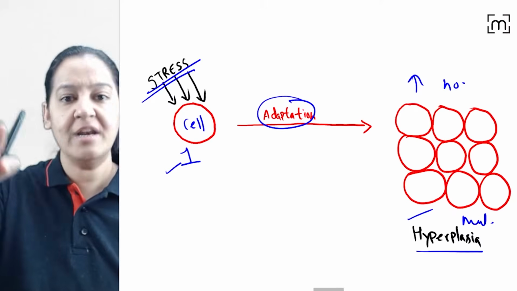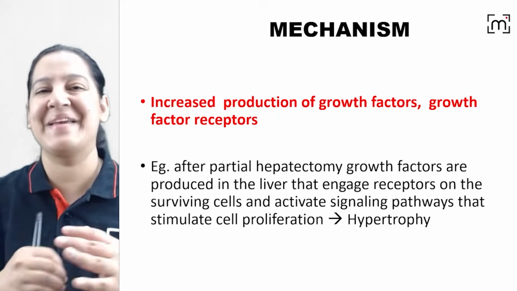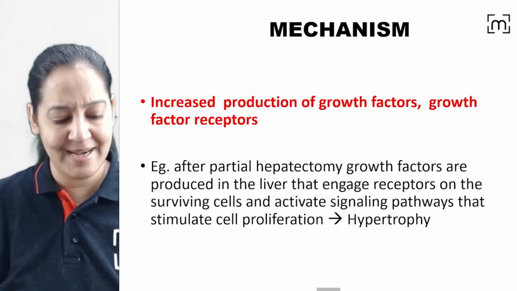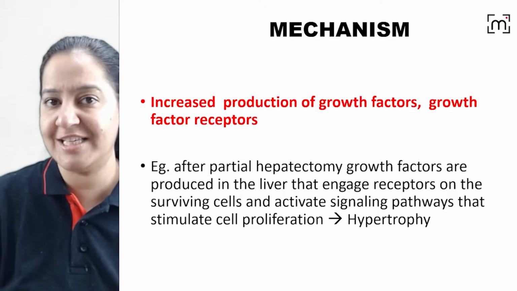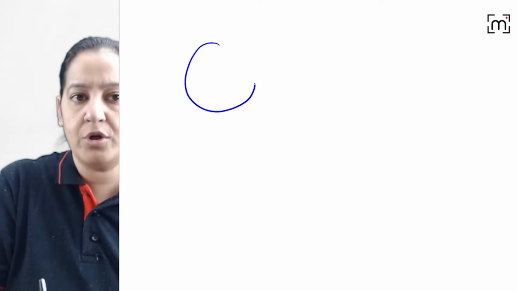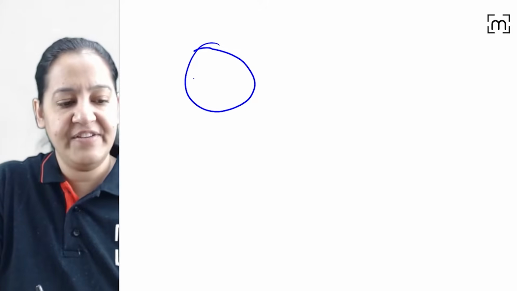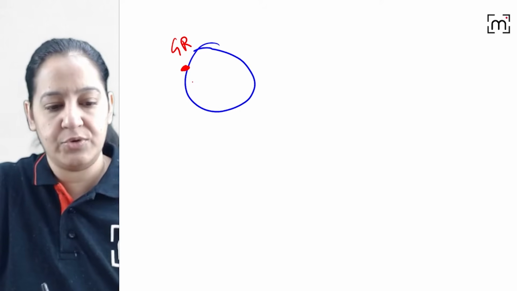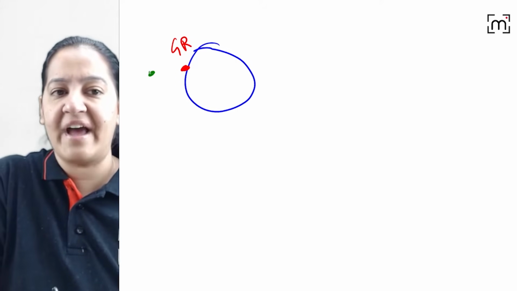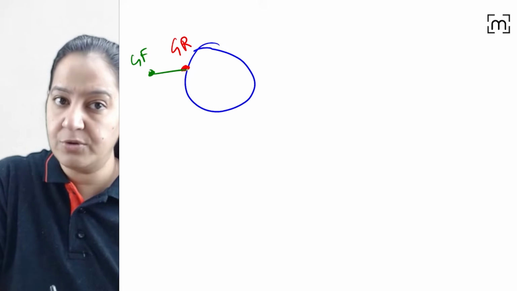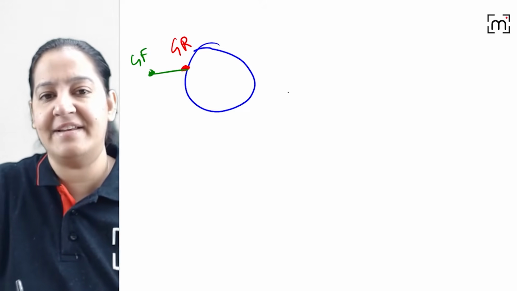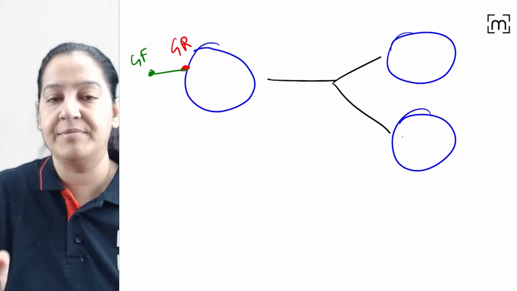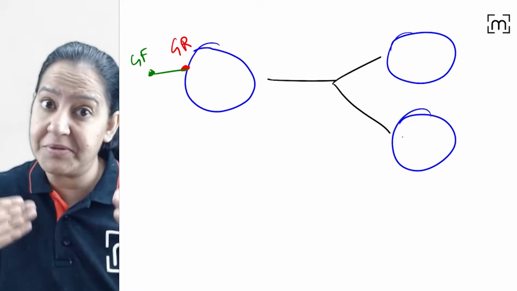So write the definition, draw the diagram, come on the mechanism. How is the cell increased in number? You know how cell division takes place? When this cell wants to divide, on the surface of the cell there are receptors which are known as growth receptors. Whenever growth factor comes and binds with this growth receptor, only then the cell will get the stimulus and divide into 2 cells, and from one cell 2 cells are formed. This is how cell division or mitosis takes place.